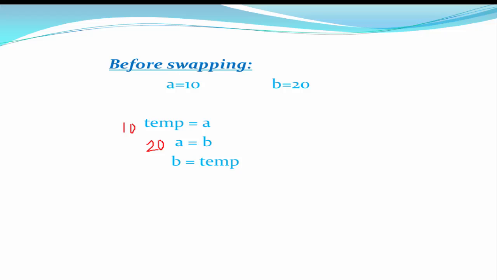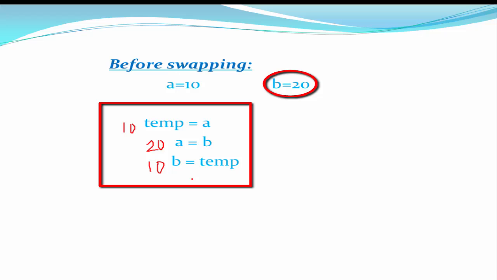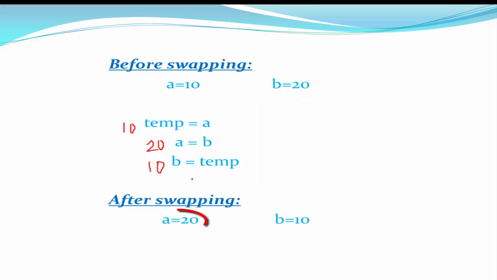Next we gonna write b equal to temp. As you can see here, temp containing 10. So now b's value will be 10. 10 is the latest value of b. You can see here the value of this variable a and b has been swapped. Previously a was containing 10 and b was containing 20, and now after executing these three statements or operation, a is containing 20 and b is containing 10, so the value has been swapped.